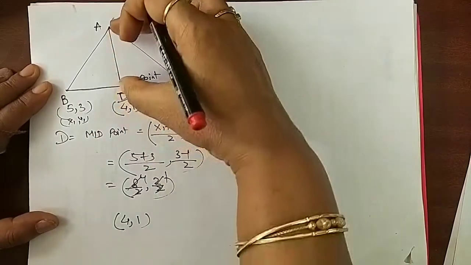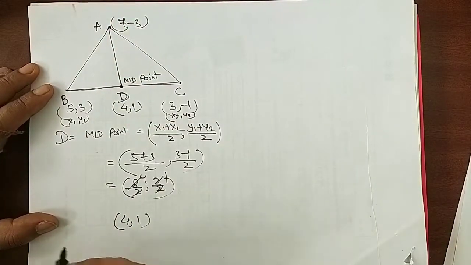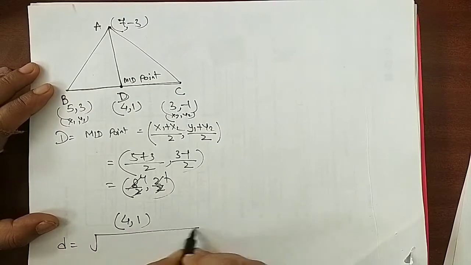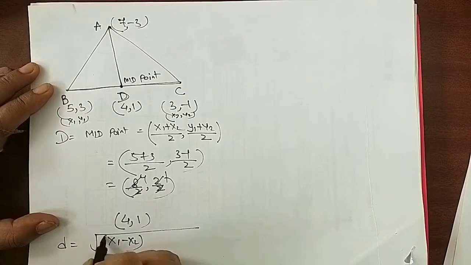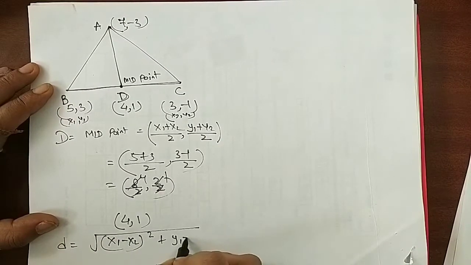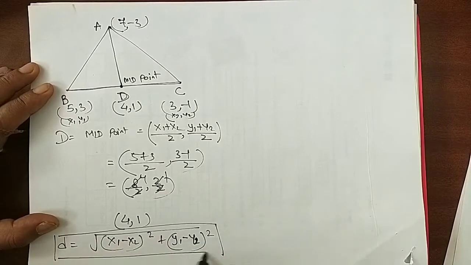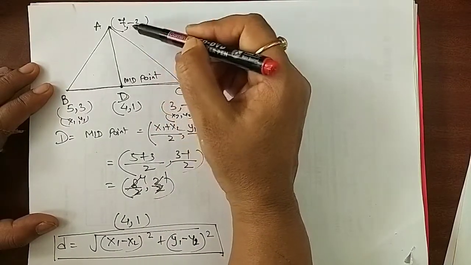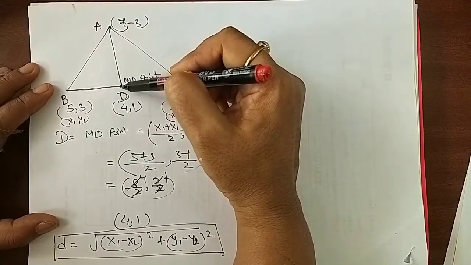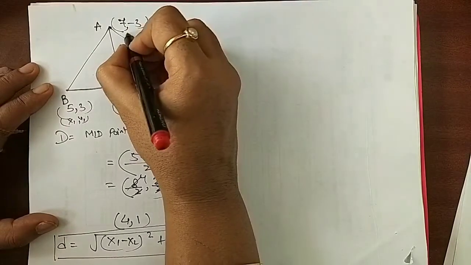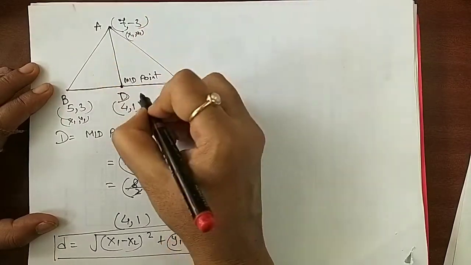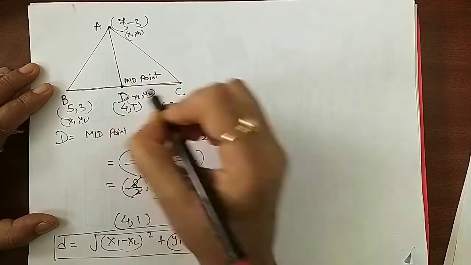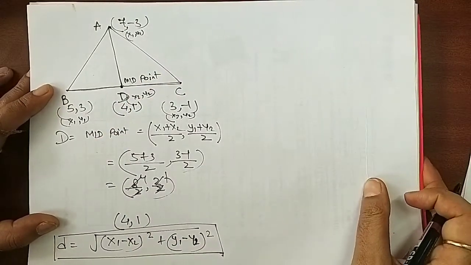Now my job is to find the distance. So what is the distance formula, guys? If you remember, root of x1 minus x2 square plus y1 minus y2 square. This is my distance formula, right? I can assume this is x1, y1 and this is x2, y2 for the time being. So let me put the values.